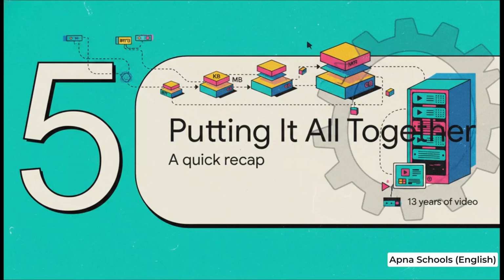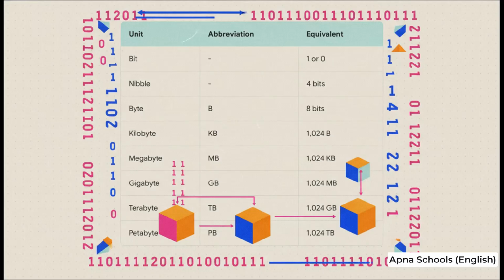Okay, wow, that was a serious climb. From a single on or off switch to a unit that can hold 13 years of video. So let's bring it all back down to earth and put it together in a really clear, simple way. Okay, here it is. This table is basically your ultimate cheat sheet for computer memory. It lays out the whole hierarchy we just walked through, from a bit all the way up to a petabyte. You can see the abbreviations, and right there, the core relationship that connects them all, that magic number 1024.